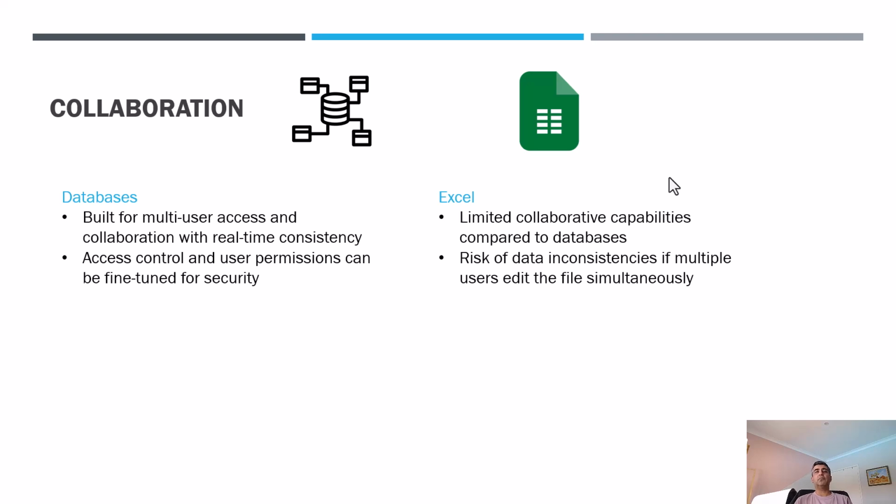Collaboration: databases support multi-user access and collaboration with real-time consistency. Access control and user permissions can be fine-tuned for security. Excel has limited collaboration capabilities. They have been improved by Excel Online and Google Sheets Online, but there's still limited collaboration capability. You can have data inconsistencies if multiple users edit the file simultaneously.